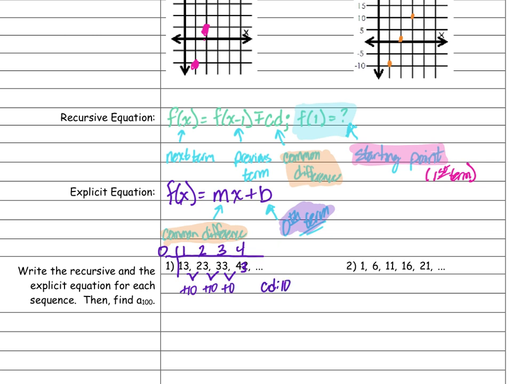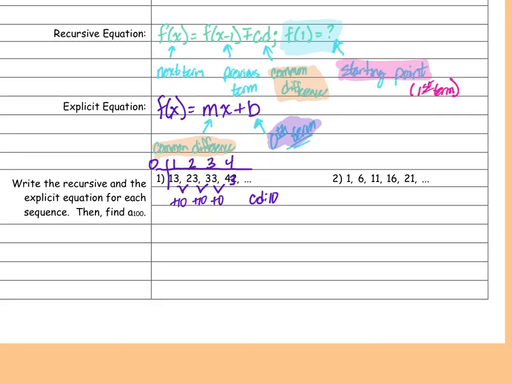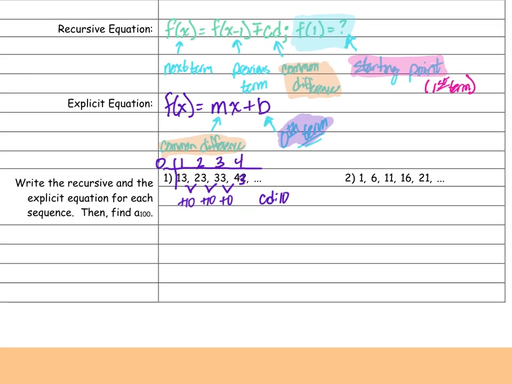So my common difference is 10. I want to slide up, but I don't want my equations to go off the page. And what's my 0th term? My 0th term is, what do I add 10 to get 13? Well, that would be 3. Okay, so now I think I have all the pieces I need to write both equations. So we're going to start with the recursive first.